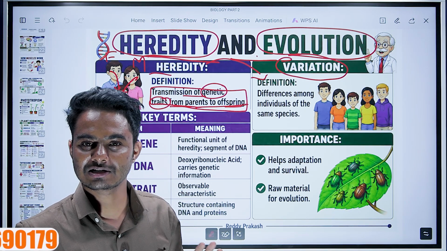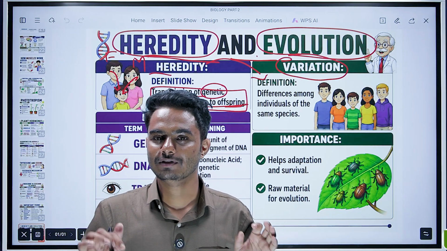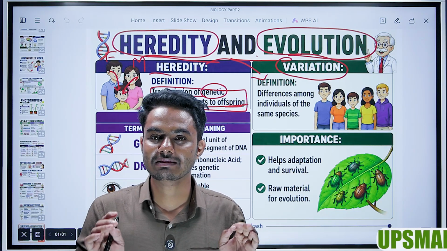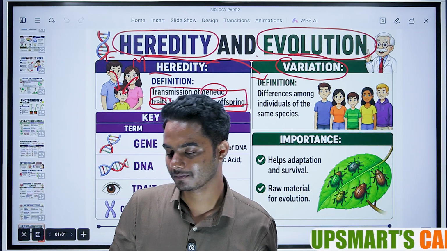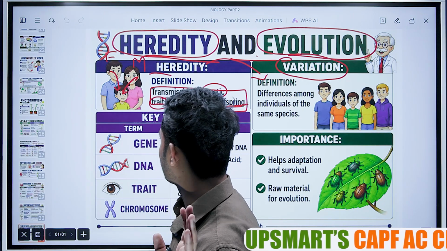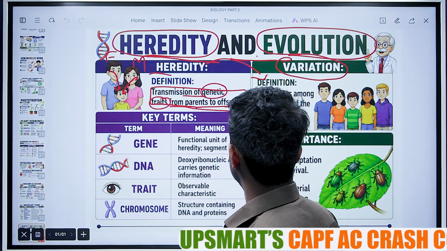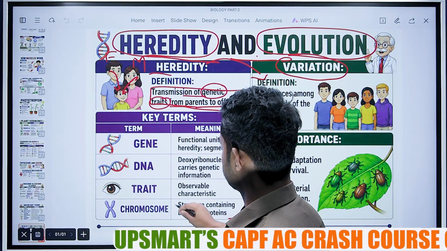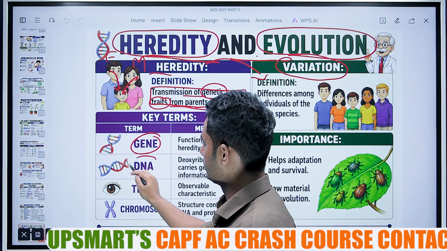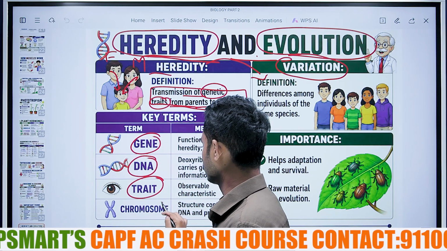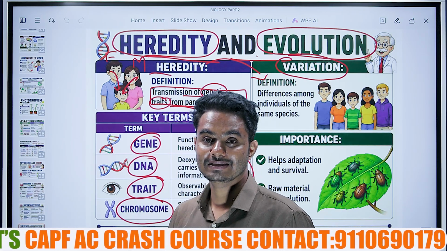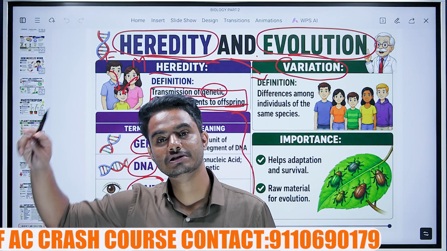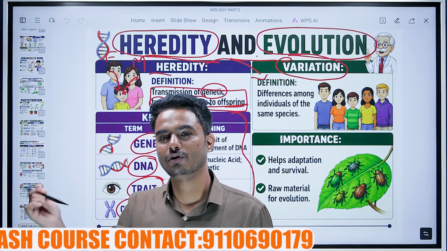You can do it. Just believe that you can do it with my classes and you can understand the concepts for a longer period of time. Okay, just focus. Now, sir, this you already told. What is this? Sir, gene, DNA, trait and chromosome. You told the differentiation of this in the first or second class only, sir. But now I forgot, sir.